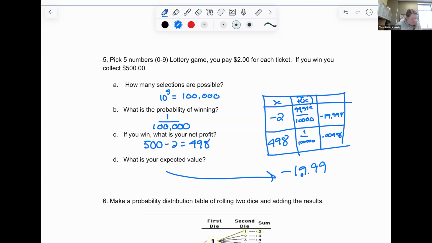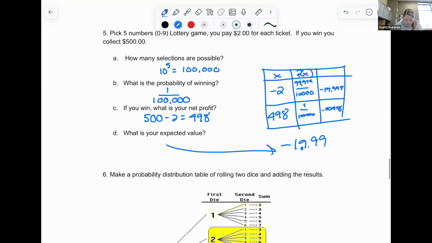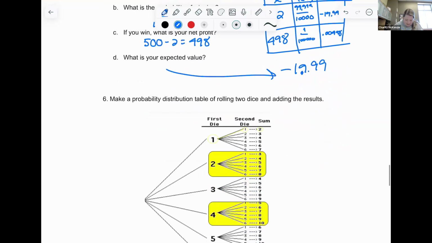Yeah, I must have just put too many zeros somewhere. 1, 2, 3, 4, 5. Yeah, I'm not sure where I did that wrong. Okay, so make sure you put in your calculator right so you're not frustrated like me.